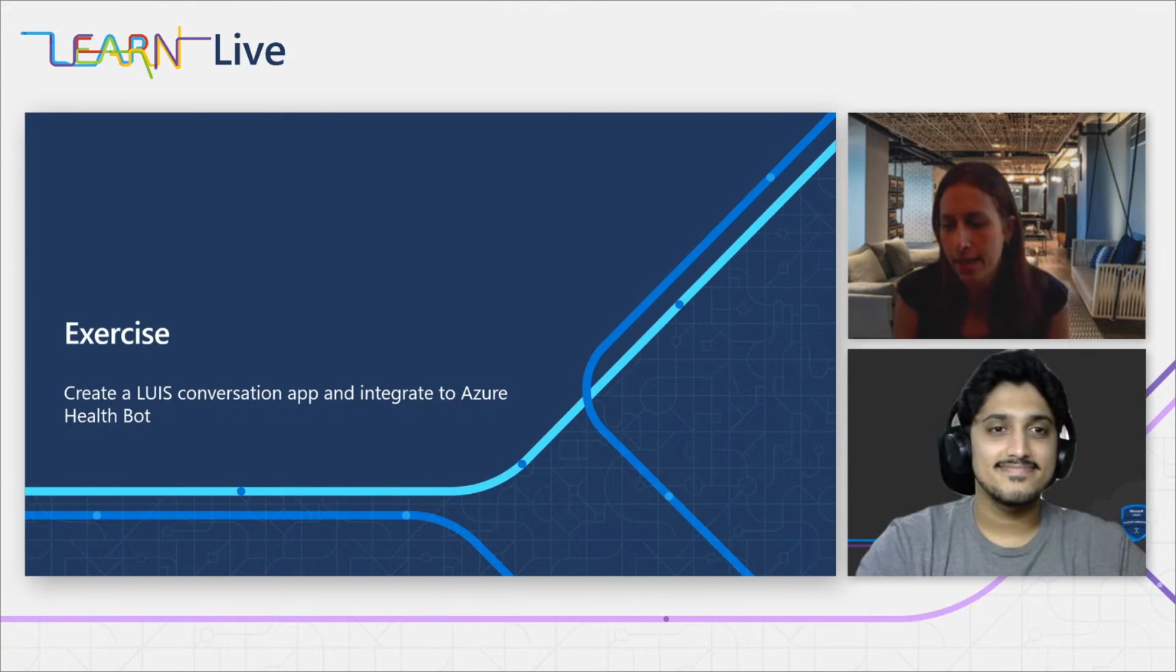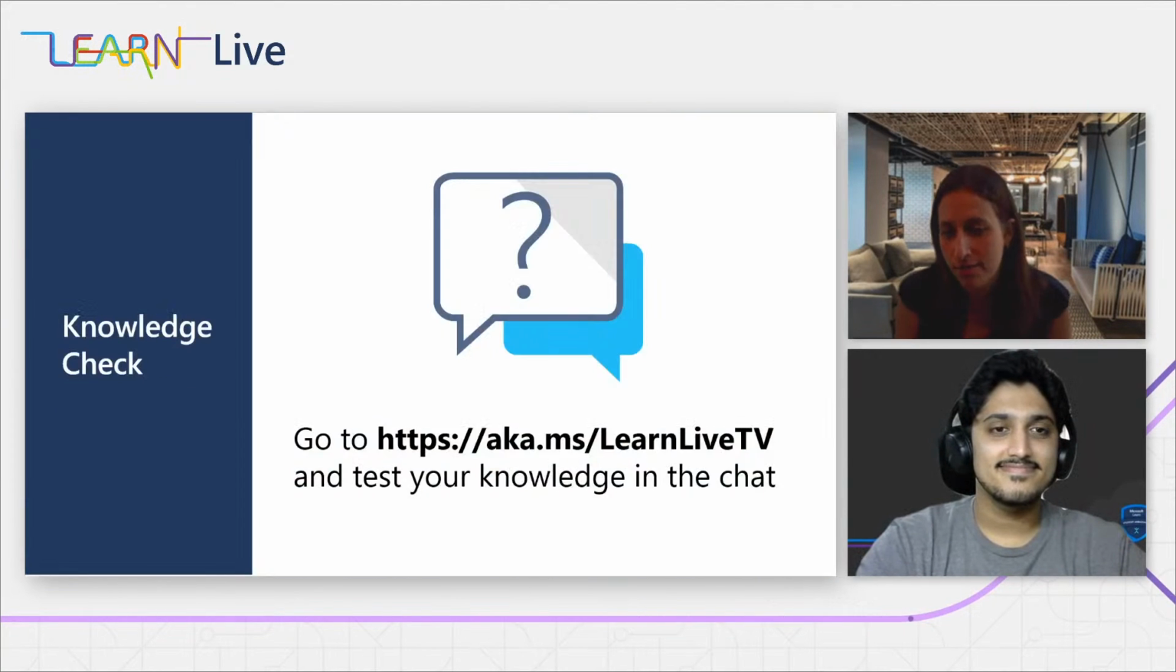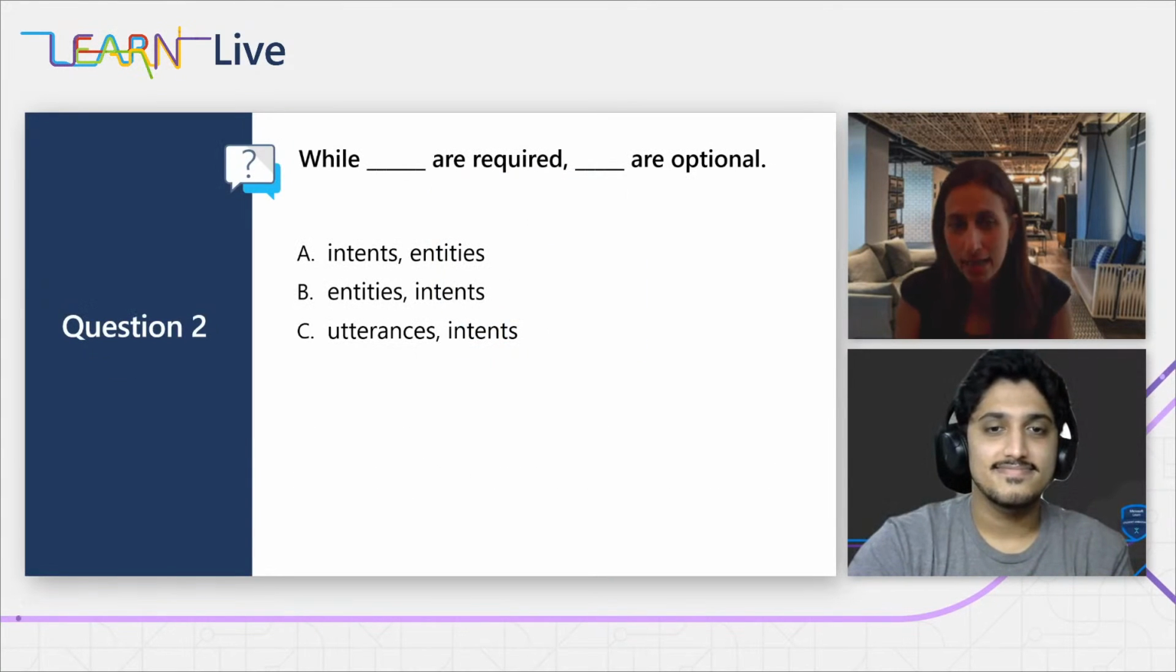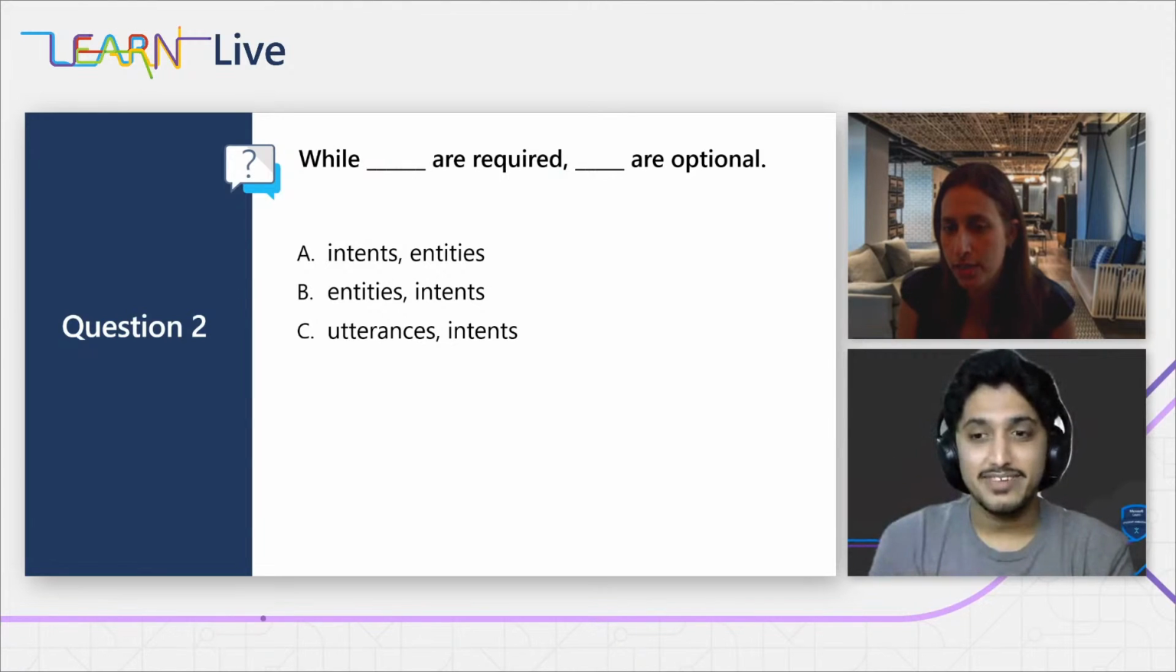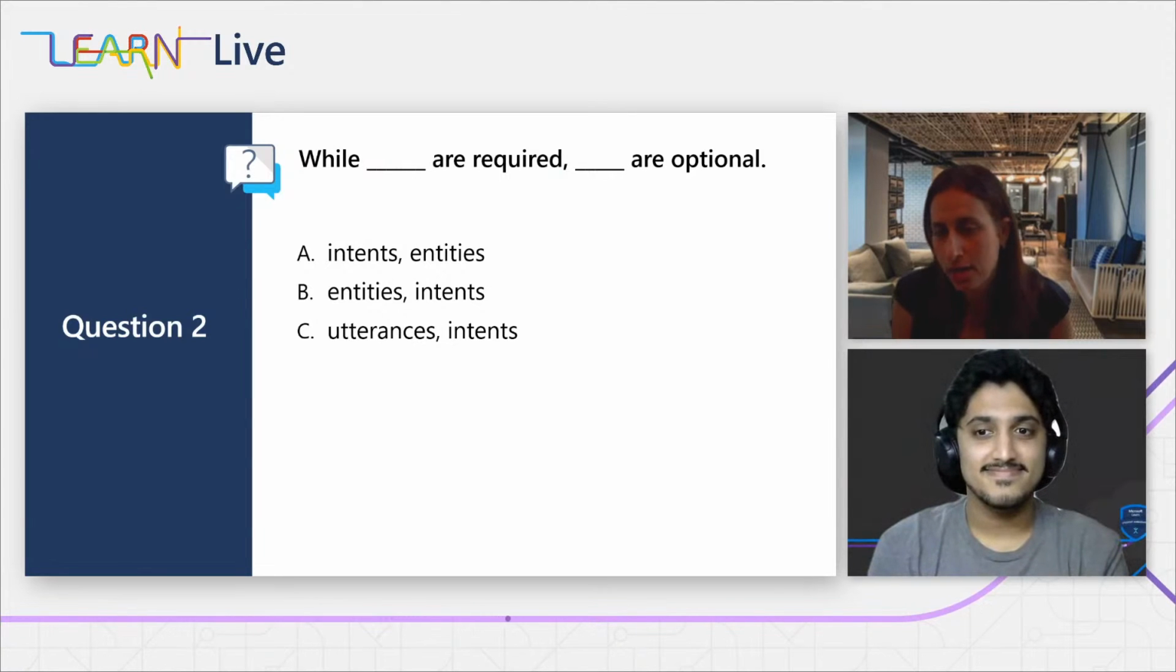So let's go again to a short knowledge check. I invite all of our audience to join us on this knowledge check. Nihal, can you help me here? So yeah, definitely. Fill in the blank: while blank are required, blank are optional. Would it be while intents are required, entities are optional? Is it while entities are required, intents are optional? Or are utterances required and intents are optional? So I invite everybody to answer.